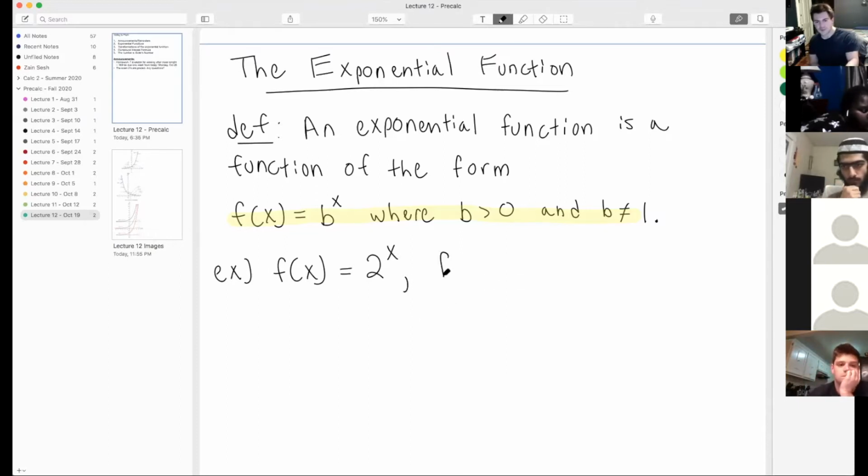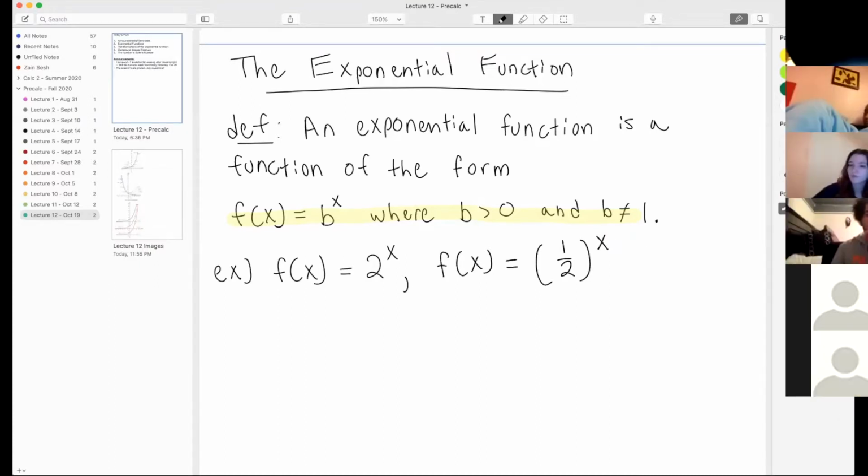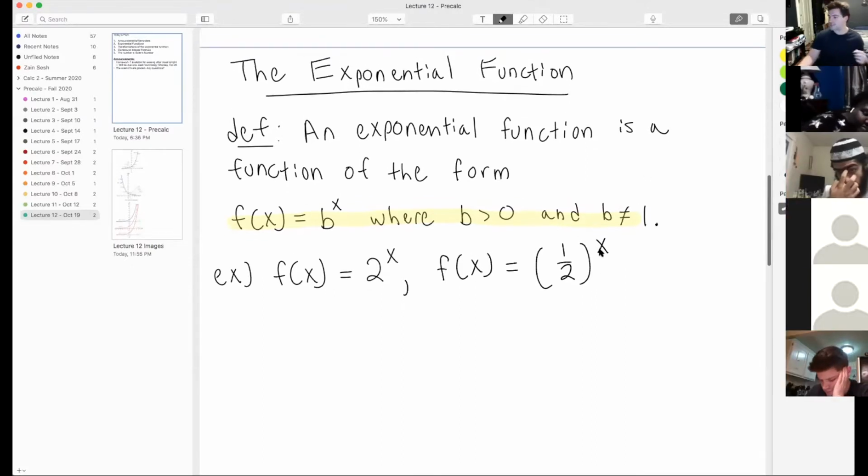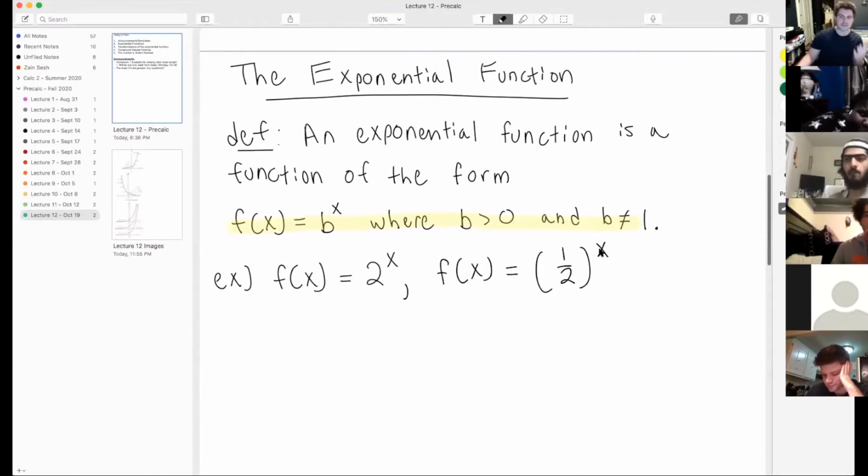And just one more example. How about f of x equals 1/2 to the x power? These are just examples of exponential functions. I hope that's cool.